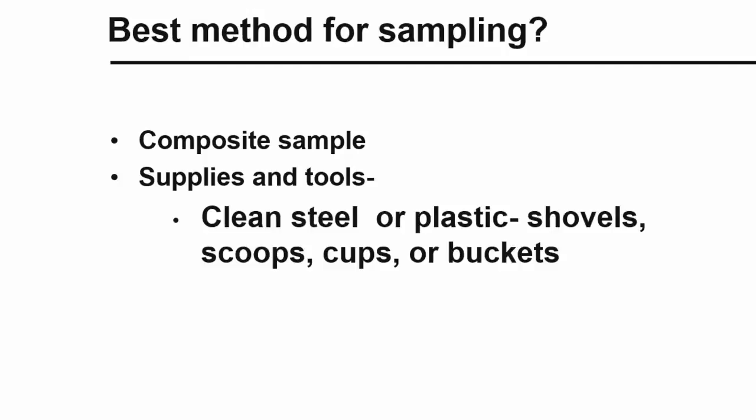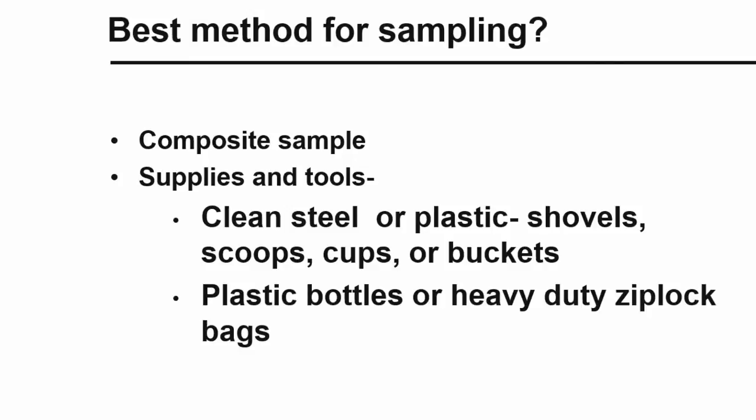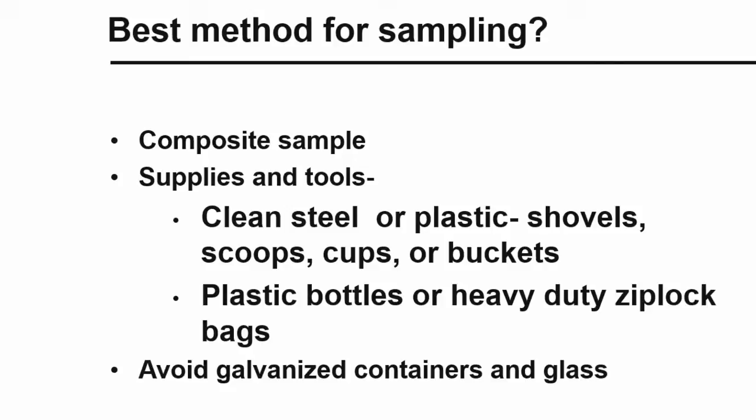Generally, the best method of taking samples is to take composite samples, or taking multiple samples throughout loading or application and combining it. When choosing tools, use clean steel or plastic. Several samples of manure can be taken during loading or application using those shovels, scoops, or cups, and combining it into a bucket. After mixing the manure in the bucket, a smaller subset of a liquid sample can be placed in a plastic bottle, or a more solid sample can be placed in a heavy-duty Ziploc bag. Avoid using tools or containers that are galvanized or glass.